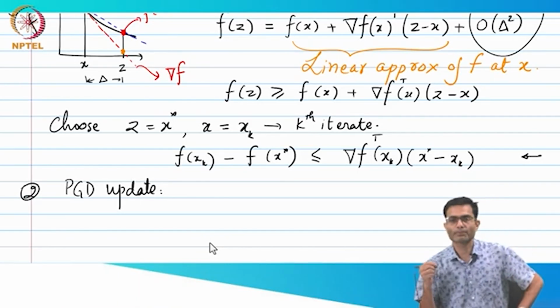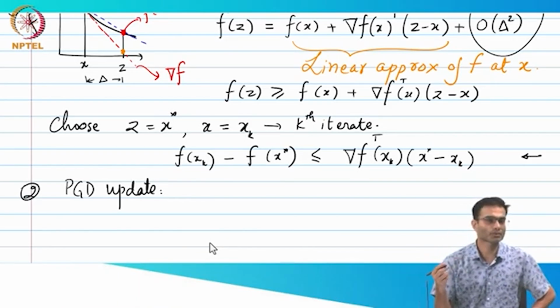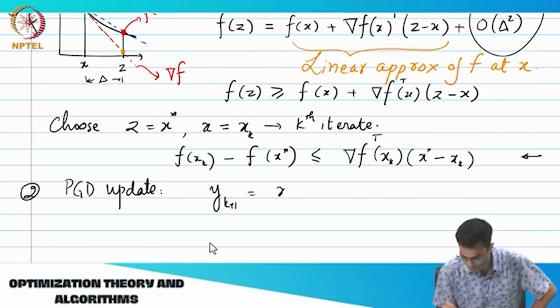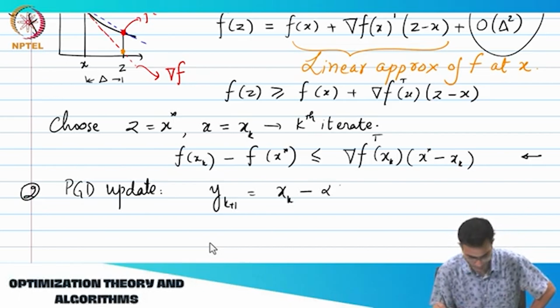So for the step without projection, I'm just going to use a new symbol for it, y. So yk plus 1 is simply xk minus alpha grad f of xk.